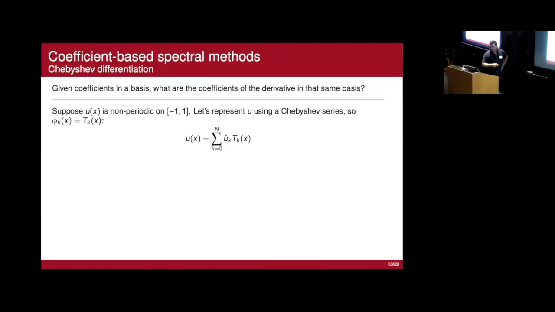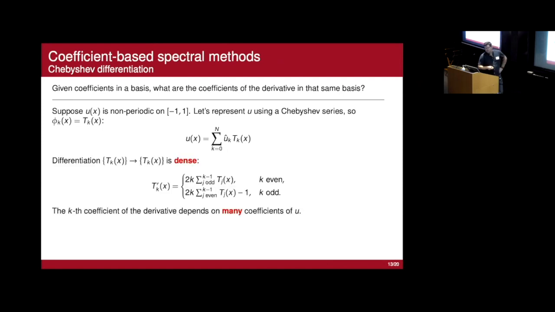Okay, so in the non-periodic setting now, I'm going to represent my function as an expansion in Chebyshev polynomials. But now if I look at whether there's a nice representation of the derivative of a Chebyshev polynomial in terms of Chebyshev polynomials, well, there's not really this nice sparse property that you get back the same polynomial that you started with. The derivative of the kth Chebyshev polynomial, if you expand it in terms of Chebyshev polynomials again, you have to use many of them. You have to use either all the odd ones or all the even ones. So this is not really a sparse operation.